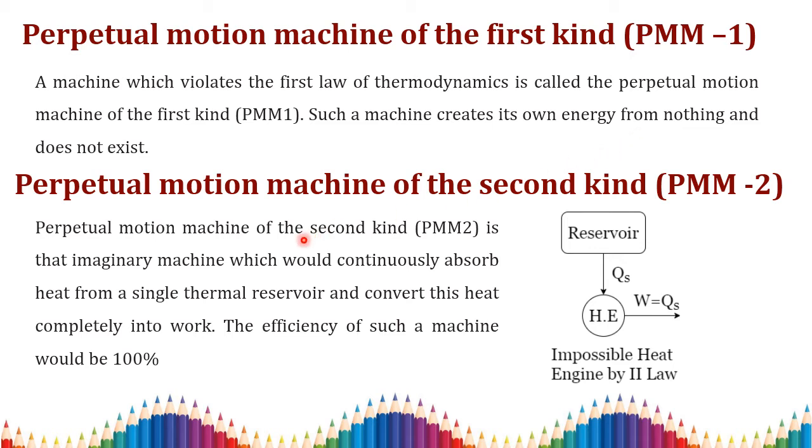The perpetual motion machine of the second kind is an imaginary machine which could continuously absorb heat from a single thermal reservoir and convert it completely into work. The efficiency of such a machine would be 100%. That means an engine absorbs heat and produces 100% work done. So it is also not possible.